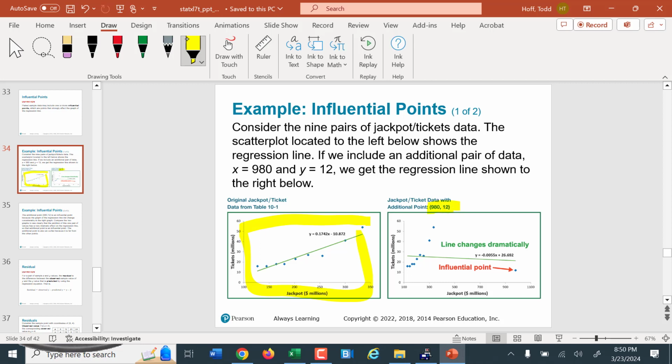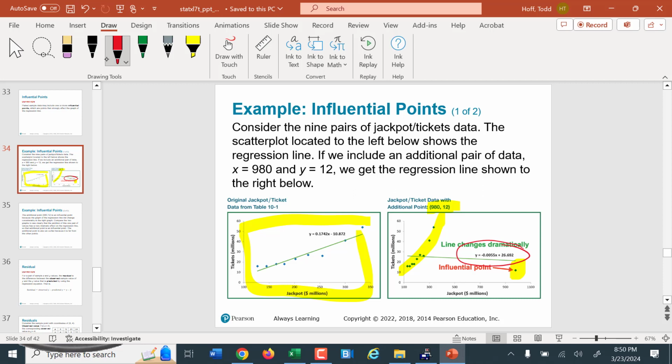We're adding in the point of a jackpot of 980 million, but ticket sales were only 12 million. So you can see that point is way down here. That's way away from the other points. If I add that point in to the data and I redo the regression line, I get Y equals negative 0.0055x plus 26.692.